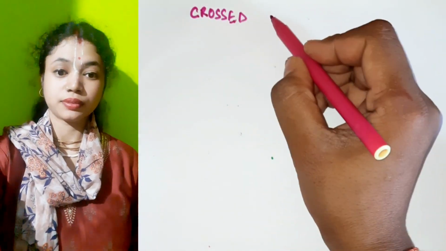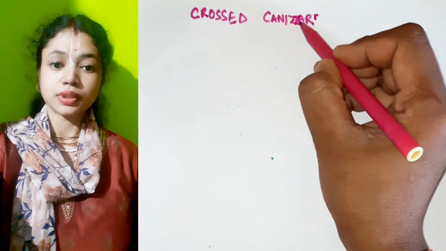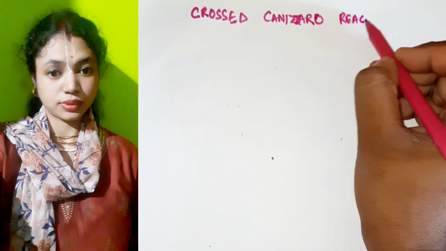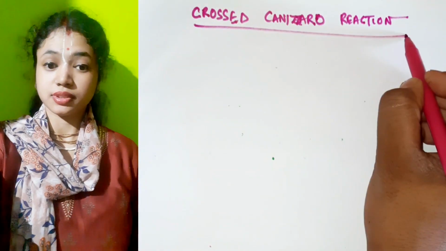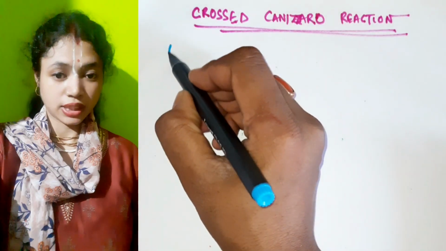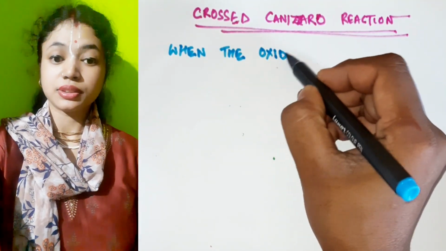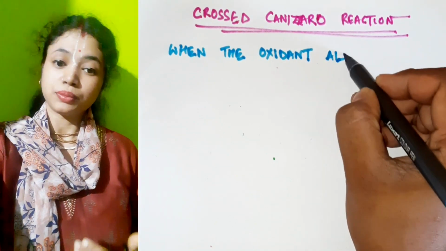In this video, we are going to talk about the Cannizzaro reaction. Only the Cannizzaro reaction which we discussed is not enough. We will go for the crossed Cannizzaro reaction, its factors, and then we'll go for the intramolecular Cannizzaro reaction and what is the difference between the crossed Cannizzaro reaction and the intramolecular Cannizzaro reaction. So these things we are going to discuss in this video.